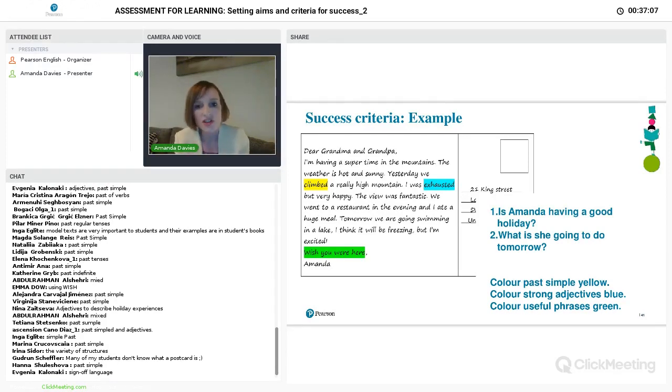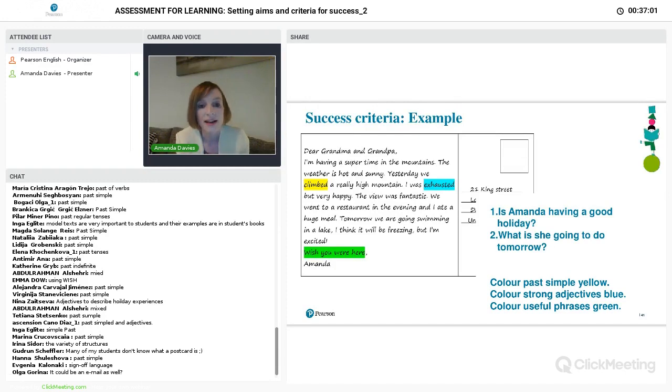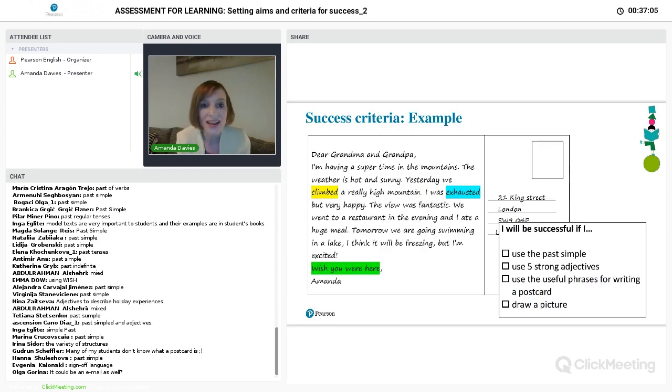So students were ready for comprehension, and then they identified these parts of the text, which meant they were then ready to discuss the success criteria. I asked my students what they thought they needed to do to be successful. And we came up together with these success criteria. So it was quite easy for them. They just colored in all the past simple verbs yellow, so they knew that they would be successful if they used the past simple. Of course, there are other tenses in there, but they weren't my priority because the other tenses weren't things that I studied recently with the students.